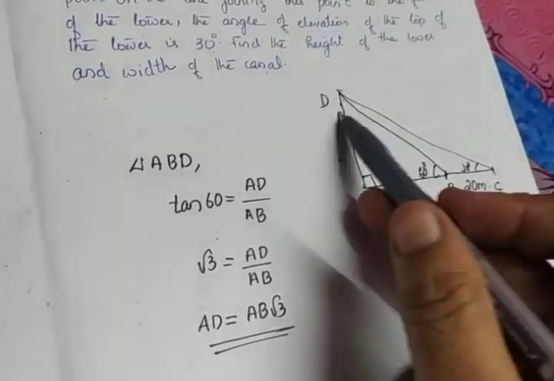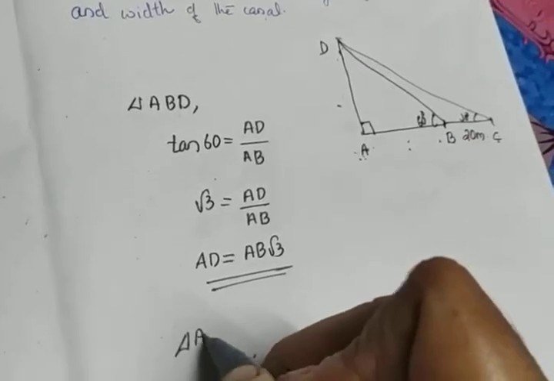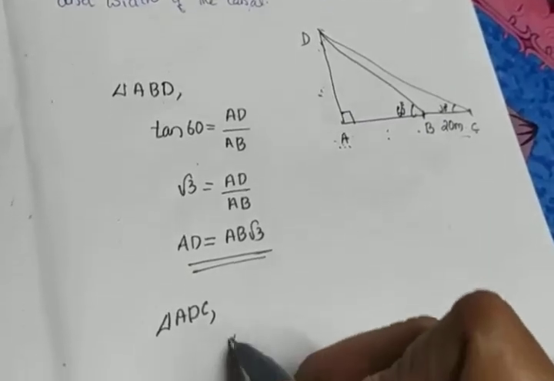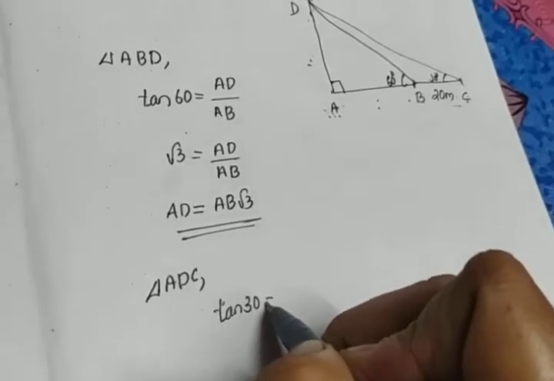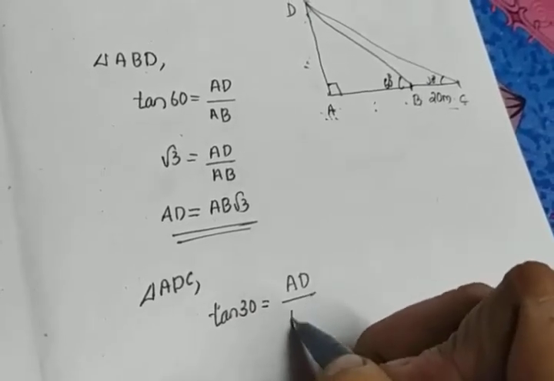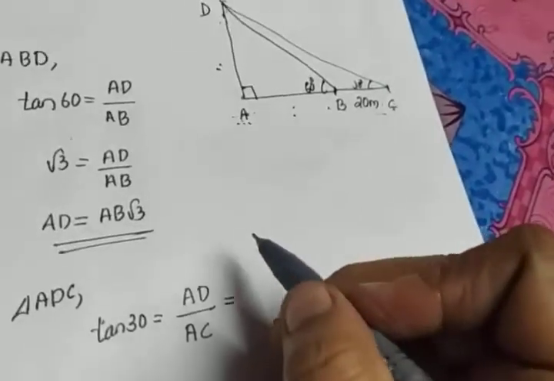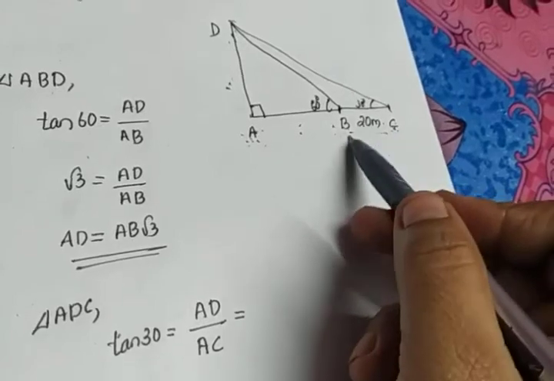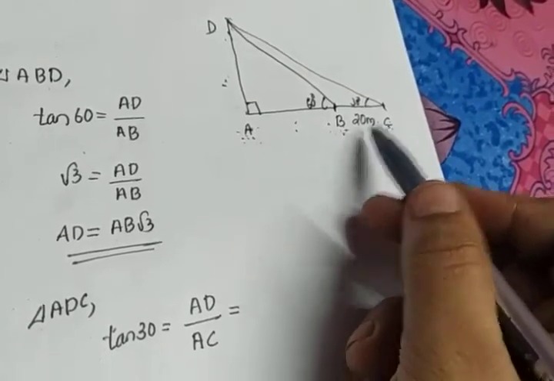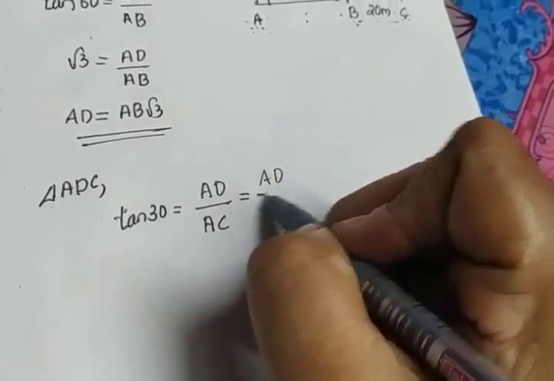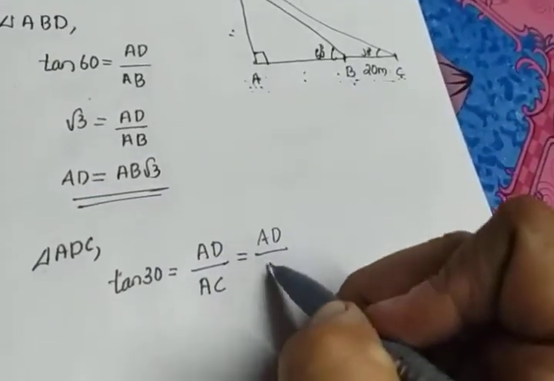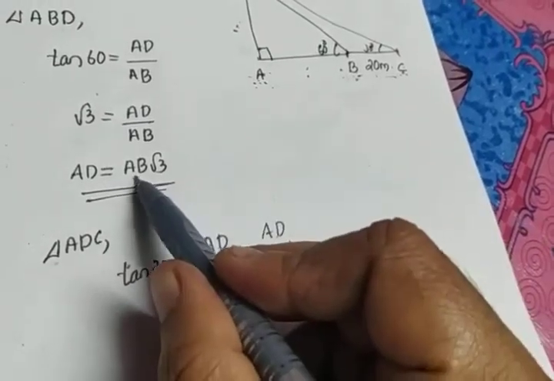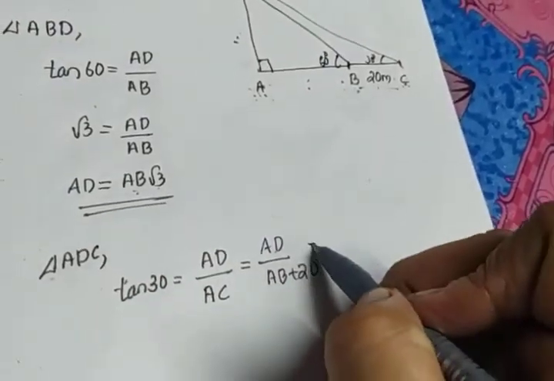Next triangle is ADC. So from that triangle ADC, there also we are going to apply opposite side by adjacent side. Tan 30 is equal to opposite side AD divided by adjacent side AC. Instead of AC, how can we write it from the figure? AB plus 20. AB plus BC. BC is the distance between the points. It is given as 20 meters. So here we will write AD divided by, instead of AC, I will write AB plus 20. Okay, and we know the value of AD as AB root 3. That also we will apply here. We will write as a next step.